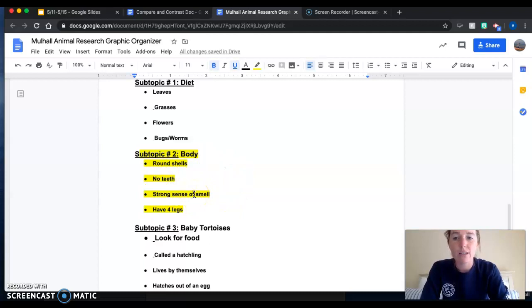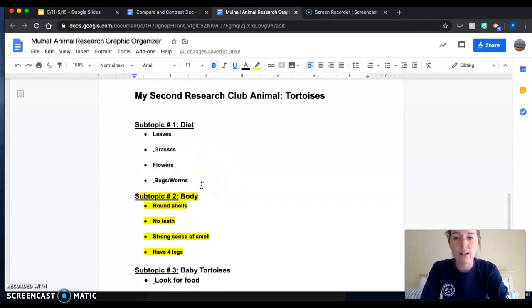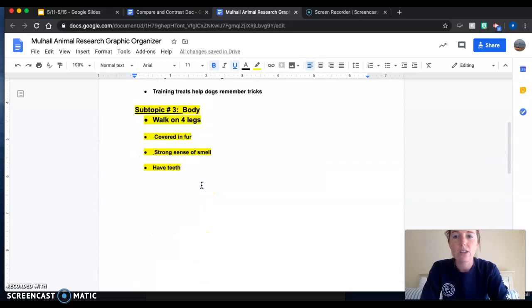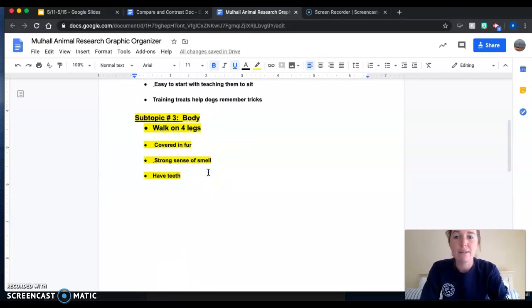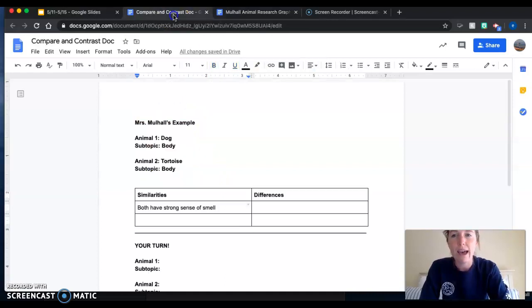Tortoises have round shells, no teeth, strong sense of smell, and four legs. Dogs walk on four legs, covered in fur, strong sense of smell, and have teeth. Good, they both have and walk on four legs. Both have and walk on four legs. Good, now for the differences.